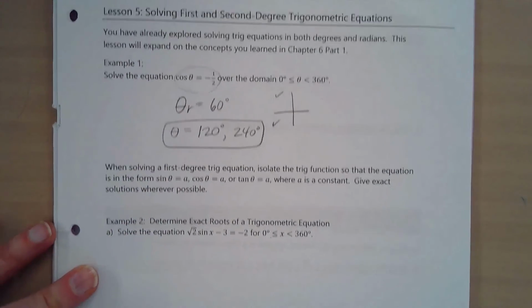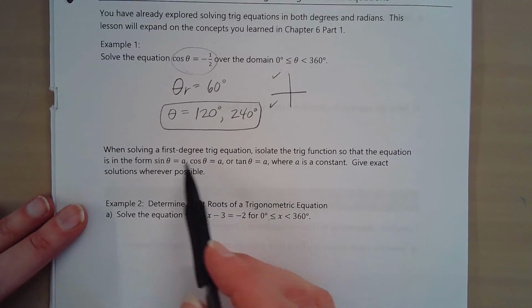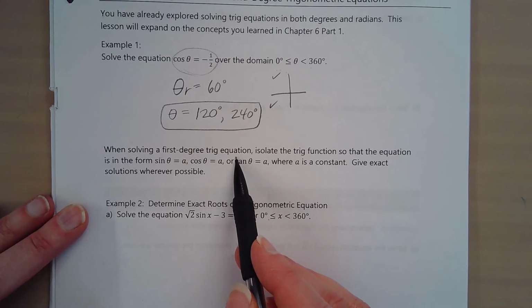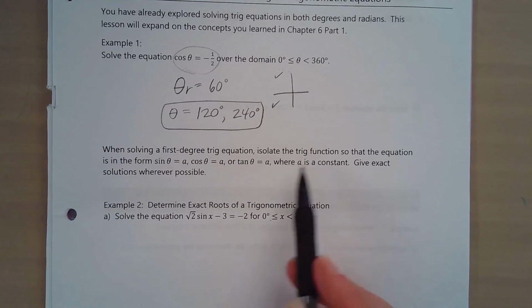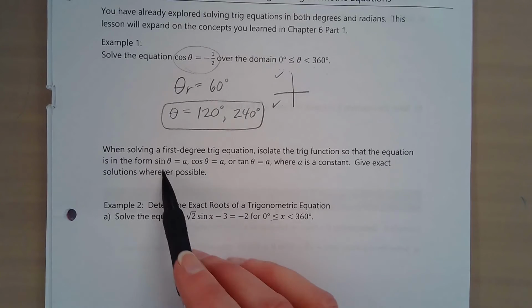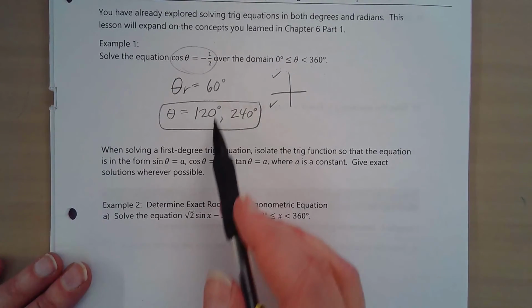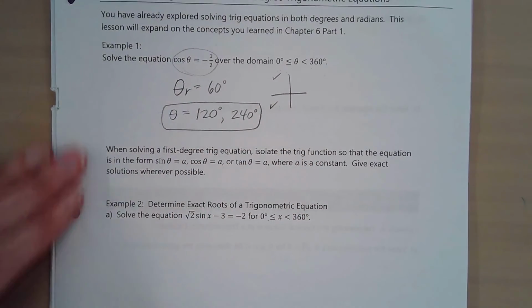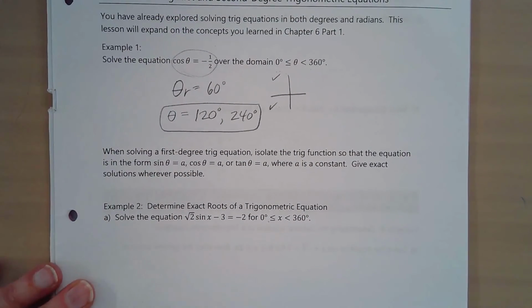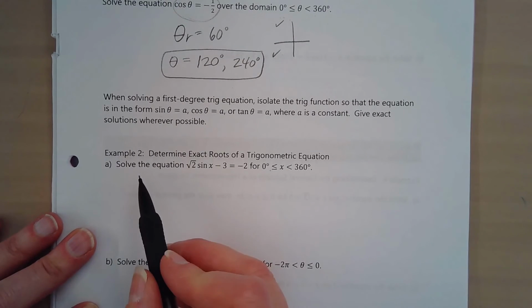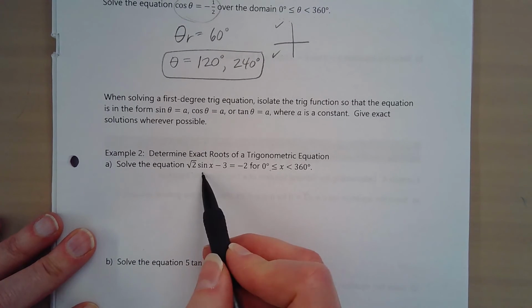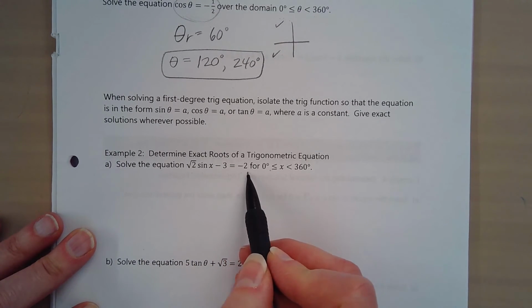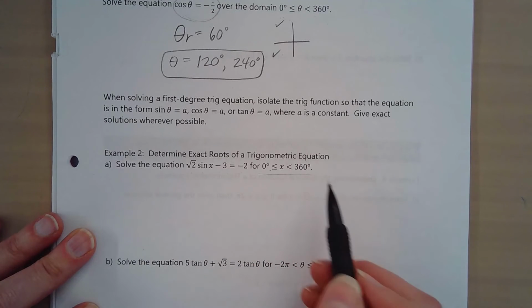Okay? So when we're solving a first degree trig equation, isolate the trig function. So the trig function's all by itself, and then you're ready to go, it's in this form. So we do everything we can to get it in this form with the trig function isolated. So let's try this one. Solve the equation root 2 sine x minus 3 equals negative 2, 0 to 360.